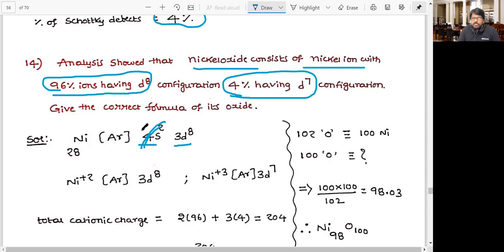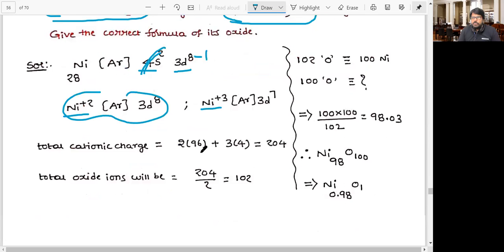D7 configuration means if you remove these two electrons, they are not sufficient. You have to remove one electron from this also. Then it will be D7. So totally you're removing 3 electrons. So nickel plus 3, nickel plus 2. This is 96 percentage and this is 4 percentage. And here 2 into 96 and nickel plus 3, 4 percentage, 3 into 4. So we are getting a total positive charge of 204.